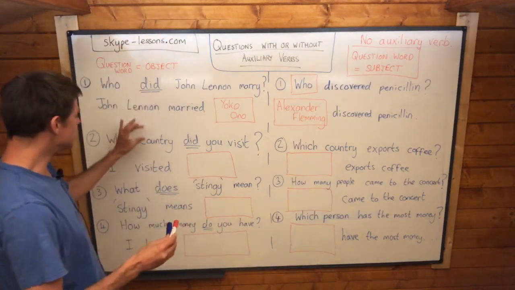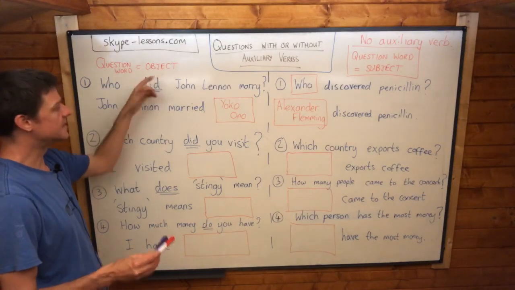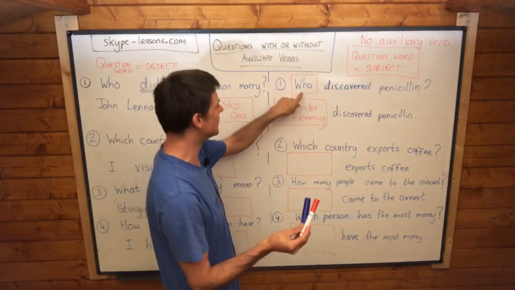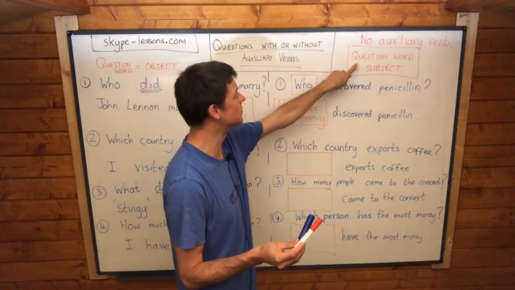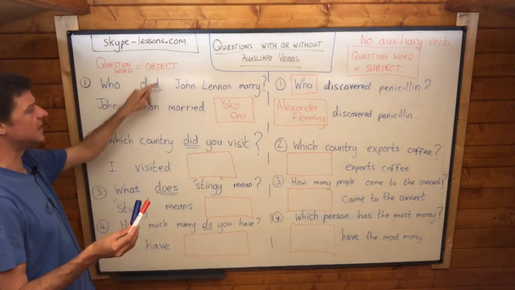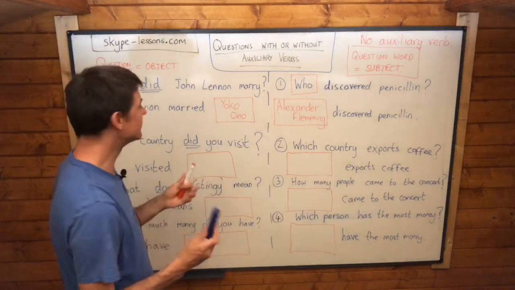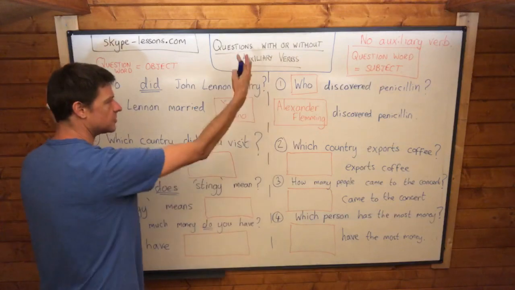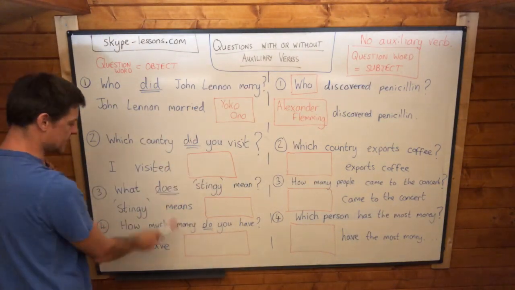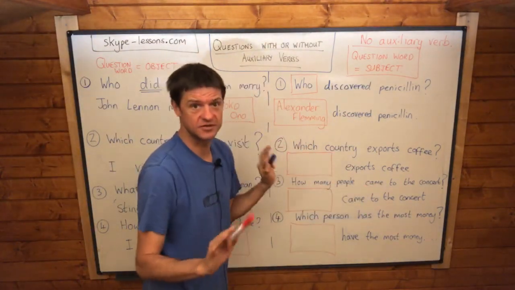Now, we only use auxiliary verbs if the question word is the object. Now, how do you know if the question word is the object? And how do you know when the question word is a subject? Because if the question word is a subject, no auxiliary verb. But if the question word is the object, we do need an auxiliary verb. Now let's have a look. On this side of the board, all my questions have auxiliaries. Did, does, do. But on this side of the board, none of my questions have the auxiliaries.